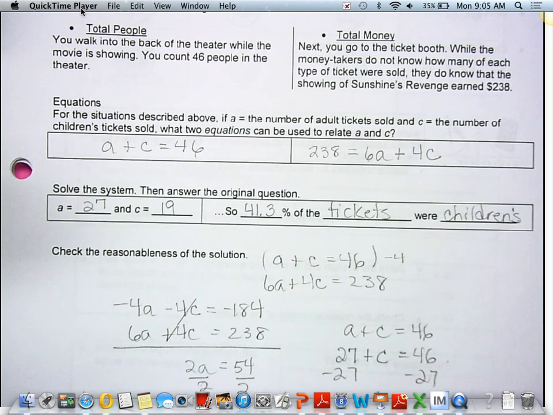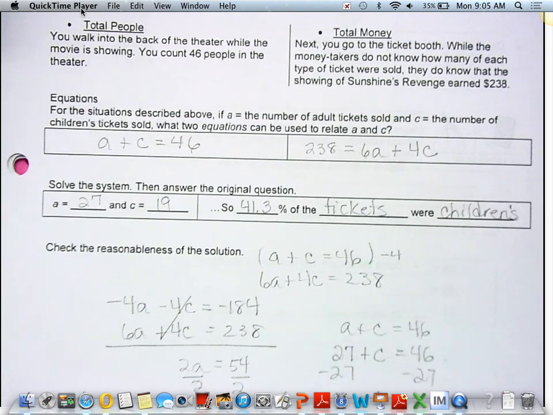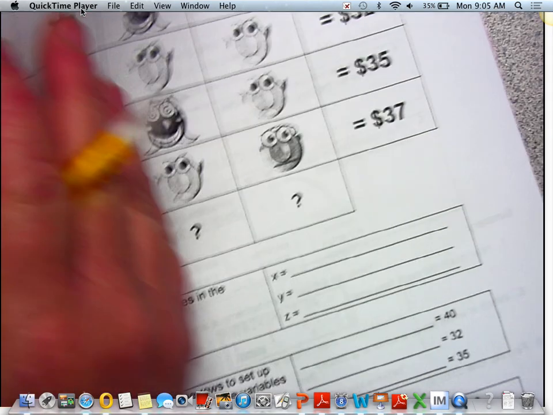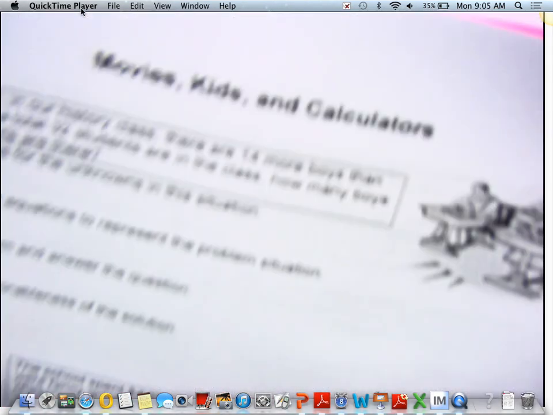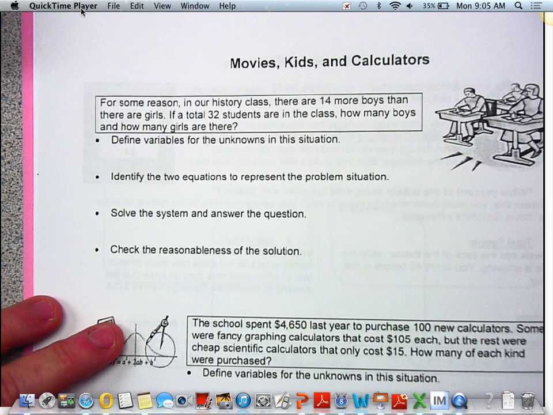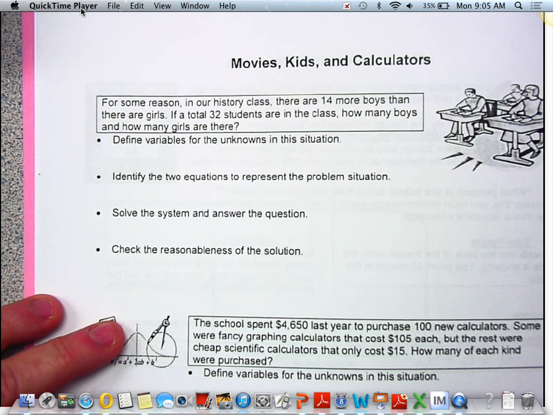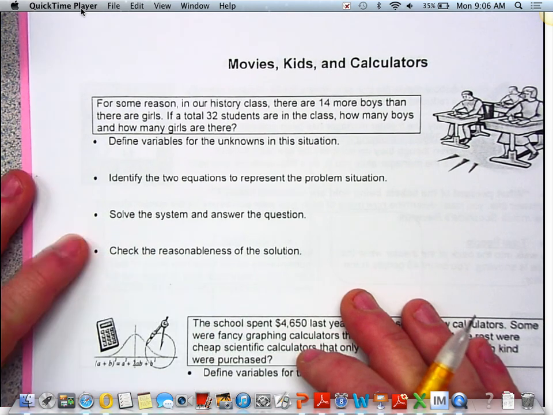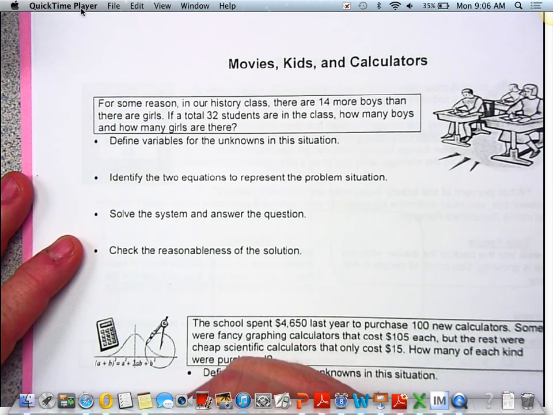Okay, this is an example of a real life systems problem. There's 2 more. And these are like the problems you're going to be doing here in a minute. Okay, for some reason in our history class there are 14 more boys than there are girls. If a total of 32 students are in the class, how many boys and how many girls are there? There's probably 18 boys. Oh wait.